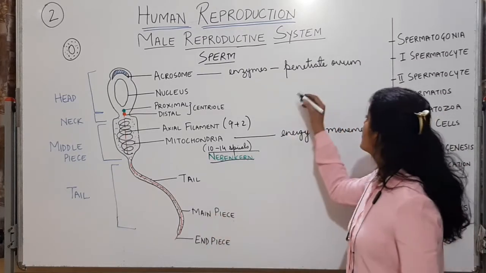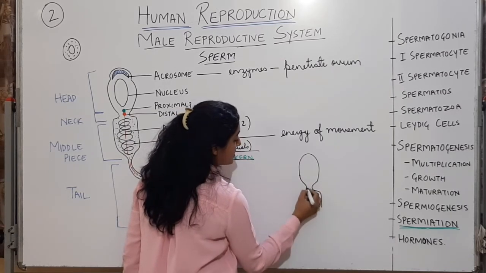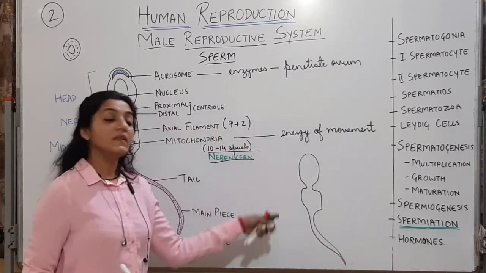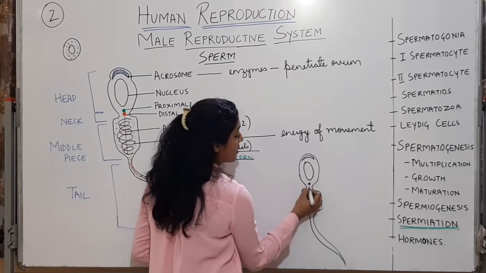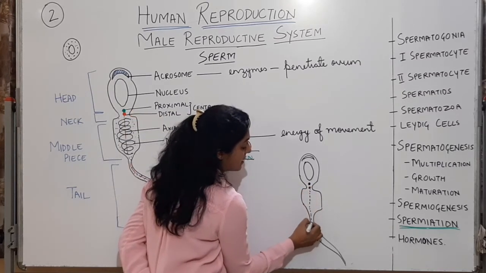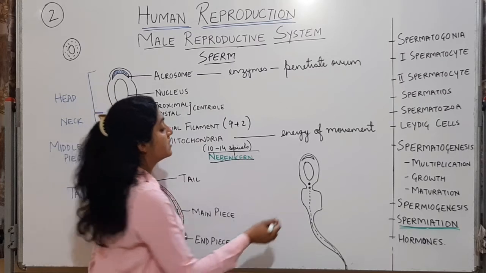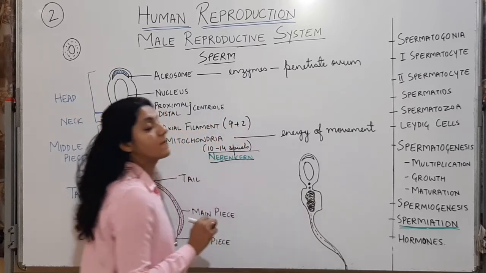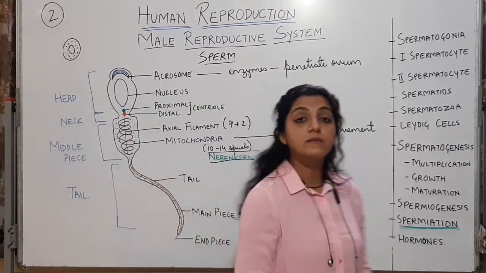Very simple to draw. You just have to draw a head like this, a neck, a middle piece, and then a tail. You can divide the head then into the acrosome and the nucleus. You can show two centrioles in the neck piece. From the distal centriole, you have to show the axial filament running through the middle piece and through the tail and outside the tail, which will be the end piece. Here then you will show mitochondria which is present in 10 to 14 spirals. That is how you draw the structure of the human sperm, that is the human male gamete.